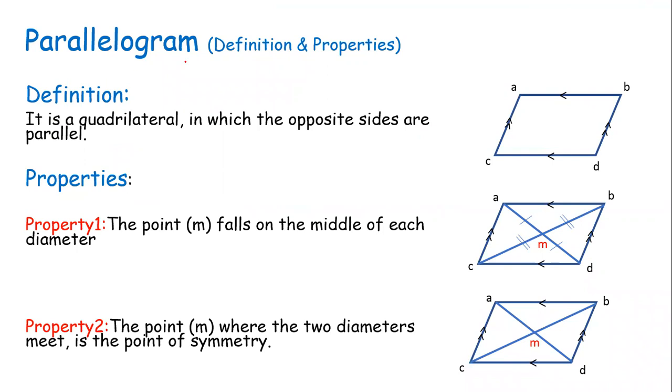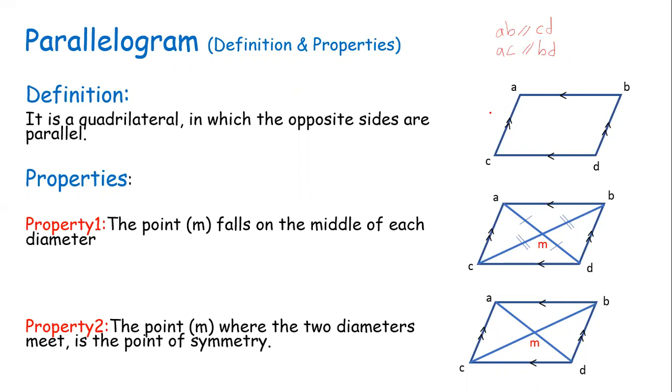A parallelogram is a quadrilateral in which the opposite sides are parallel to each other. So if we consider this parallelogram ABCD, we notice that AB is parallel to CD, and we write this as AB ∥ CD. Similarly, we have AC is parallel to BD, and we write AC ∥ BD.